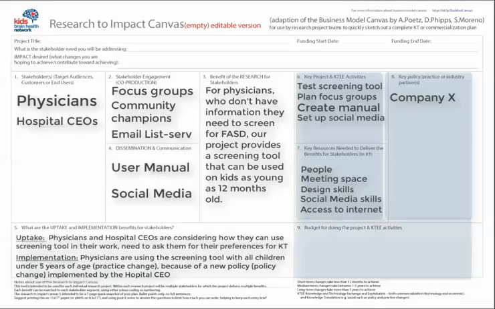And these all relate to the budget. So how much is it going to cost to do all of the activities and to get all of the resources that you listed above, and how much are your partners going to contribute to this?